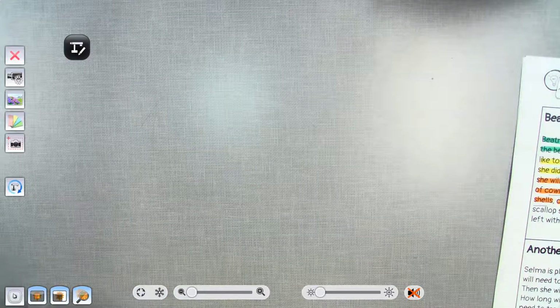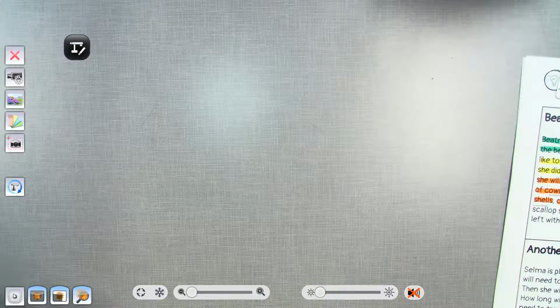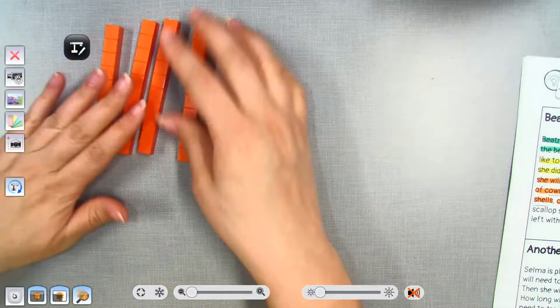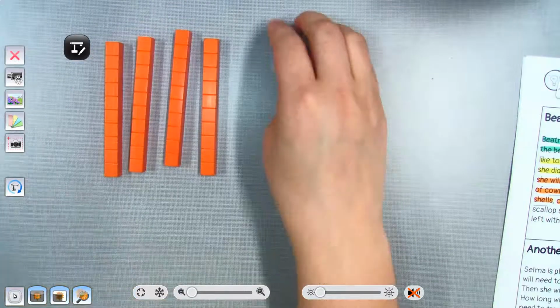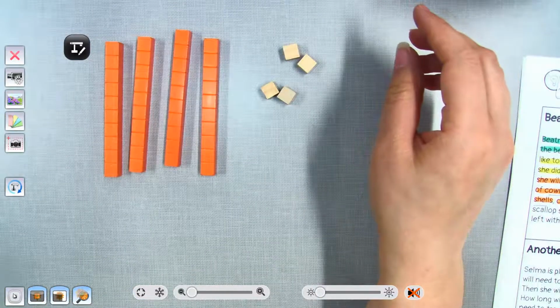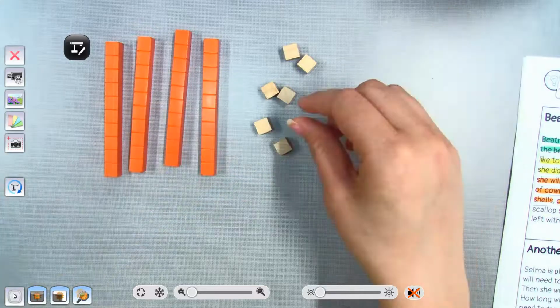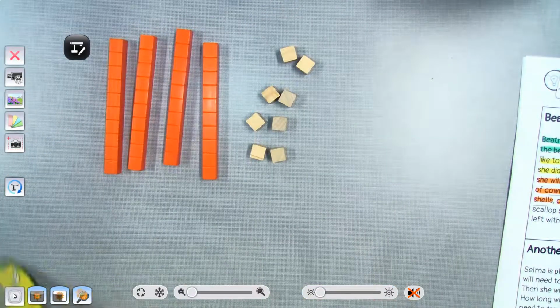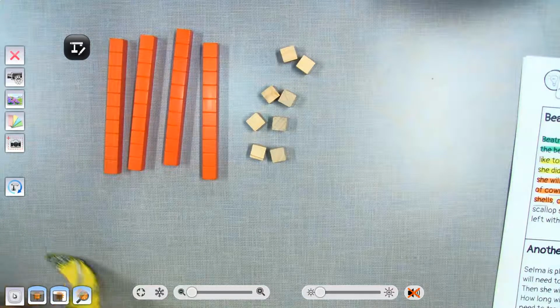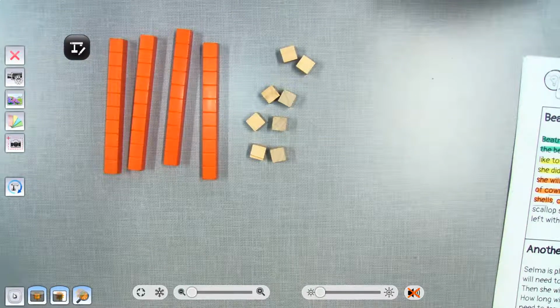How can I show 48 with base 10s? Well, I know that 48 has 4 10s and 8 ones. So 2, 4, 6, 8. So we're going to say these are our shells. Okay? And she wants to make sure that she has an equal number of shells.